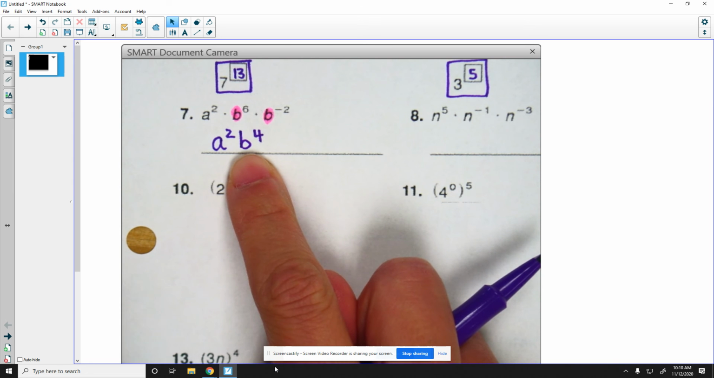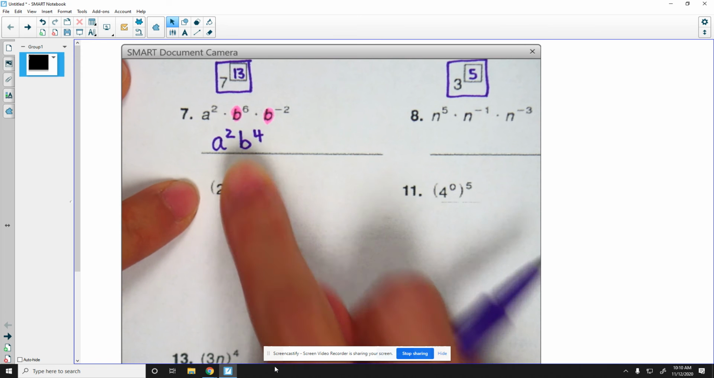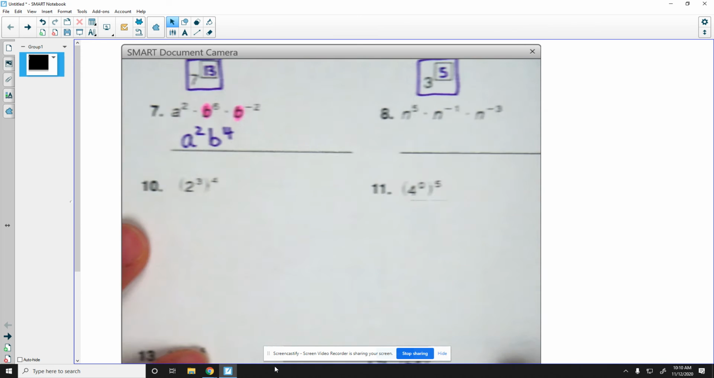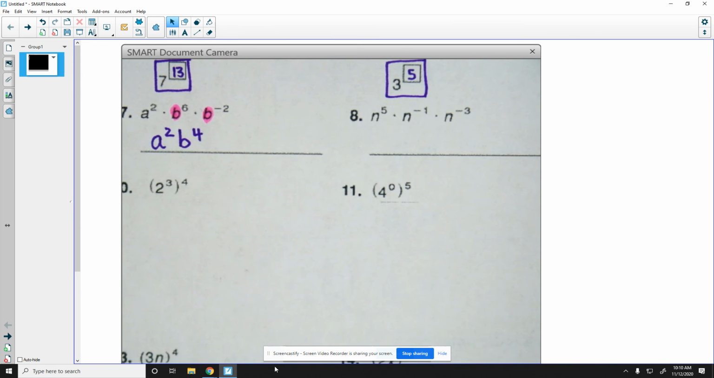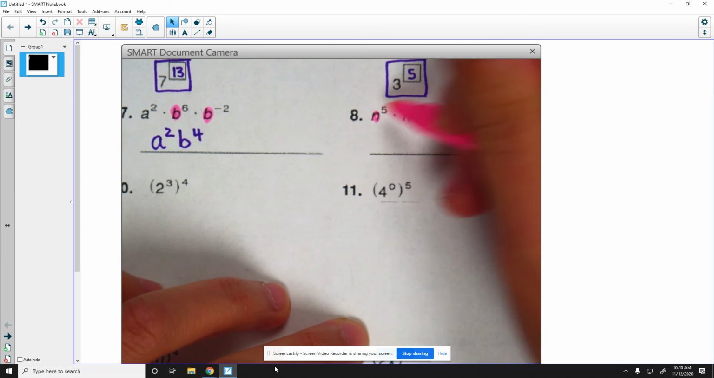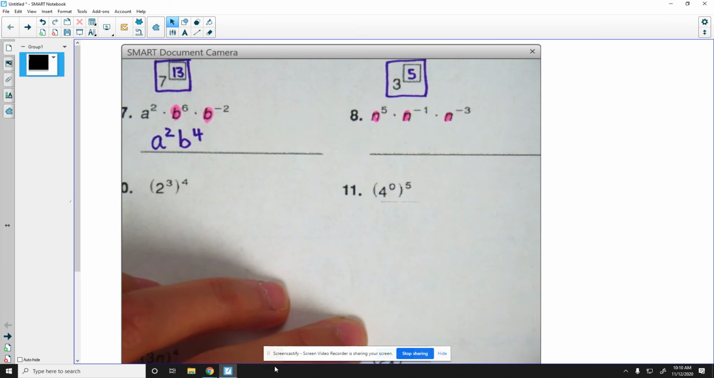Again, there's not too much work to show today, right? And that's okay. As long as you're getting the right answer and you're trying it yourself, I think that you can kind of make that decision yourself. Do you get it? Do you not? Let's do number 8. Oh, look, I have an n, I have an n, I have an n. They're all the same.